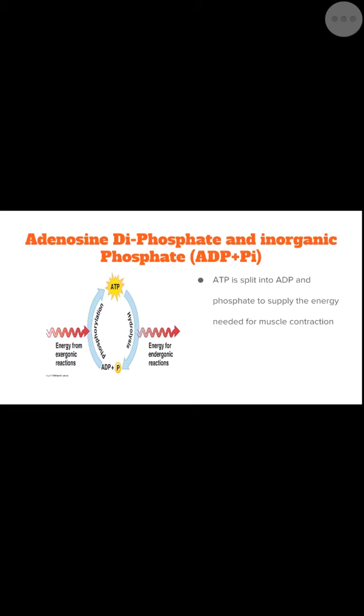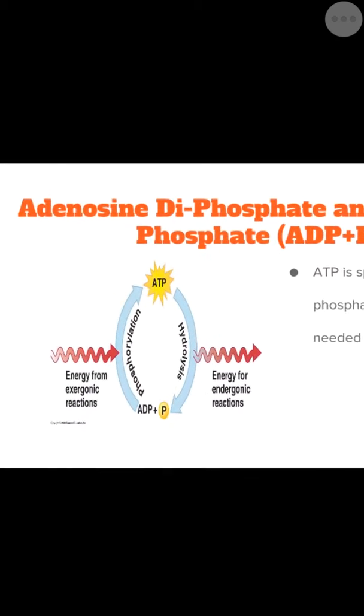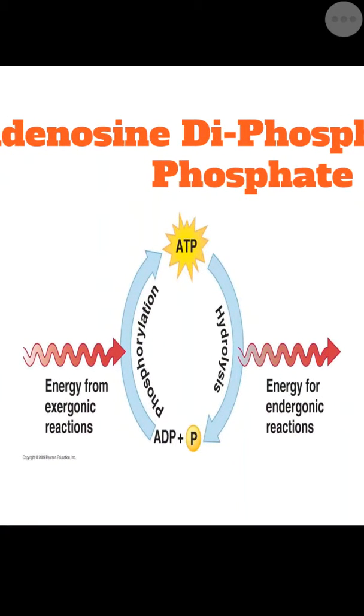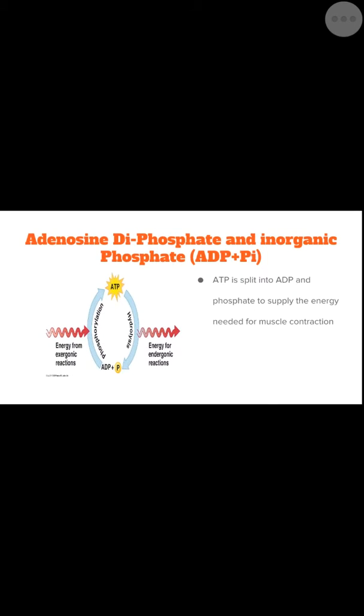ATP is split into ADP and phosphate to supply the energy needed for muscle contraction. So here is a picture of ATP being hydrolysed to ADP plus P, and it goes from that with phosphorylation back to ATP. And that is the end of my presentation.